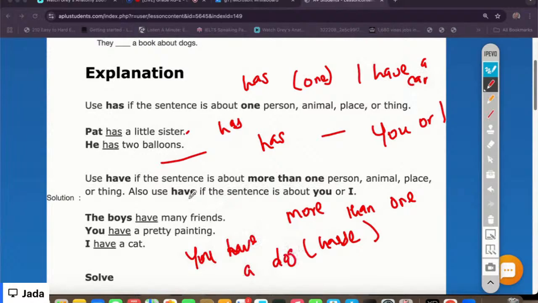This is it. So the boys have many friends. You have a pretty cat. I have a cat. So you use has for singular, and have is the plural form. Okay?